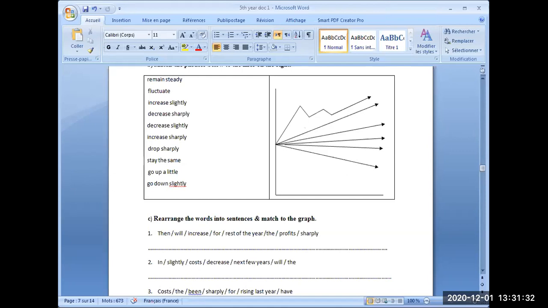Decrease slightly. It decreases slightly, yes. Decreases slightly, correct. And the third one, the last one actually, we can have different alternatives.